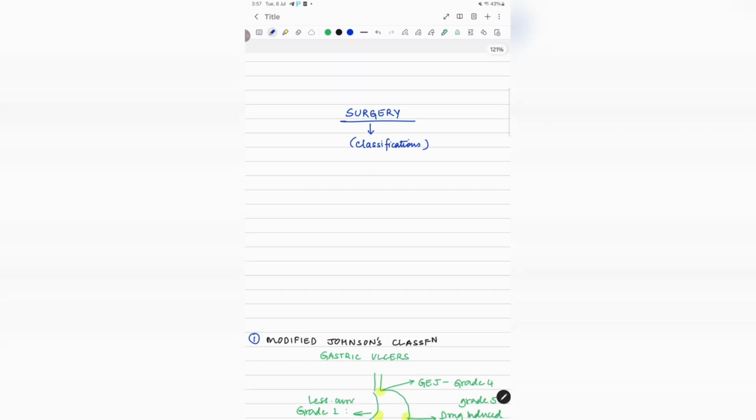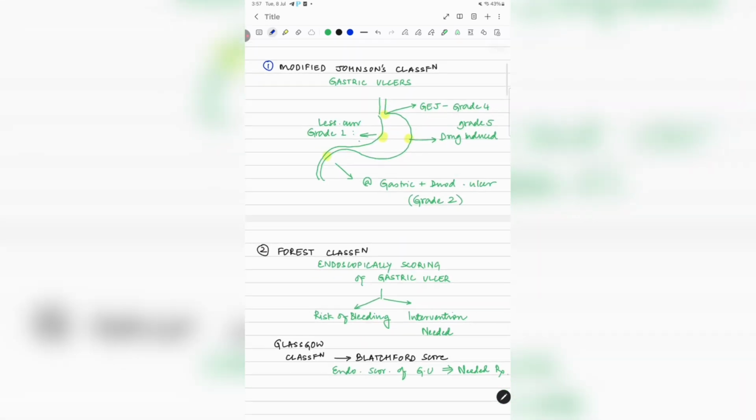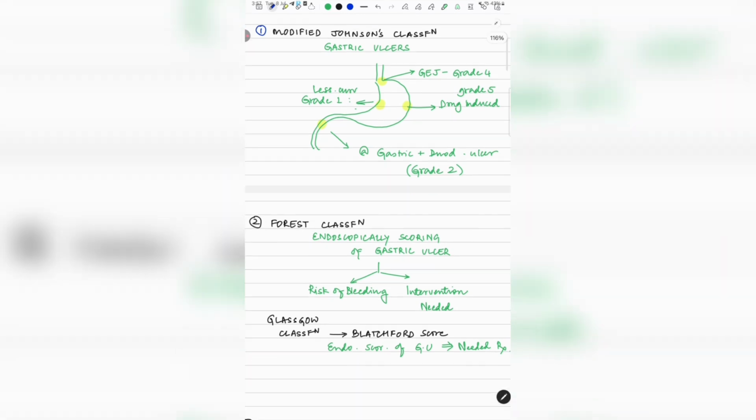Okay, let's start. I'll not be covering all the classifications. I think I may miss a few here and there. Please forgive me, but I am going to cover at least the most important classifications which are very much necessary for your exams. Okay, first thing is the modified Johnson's classification.